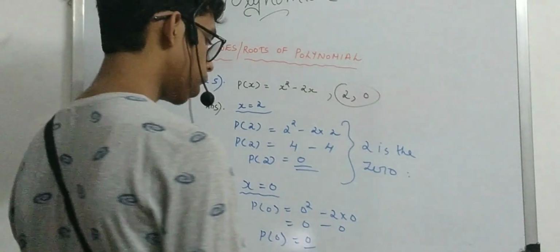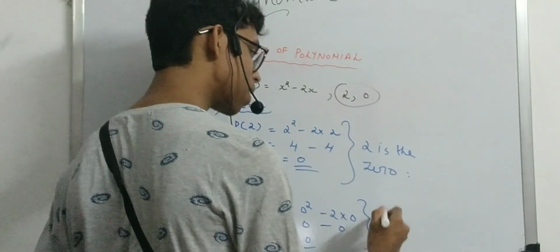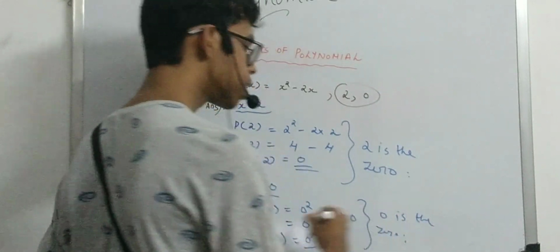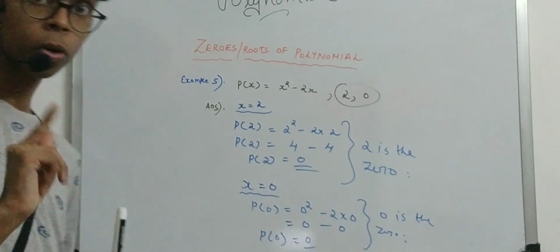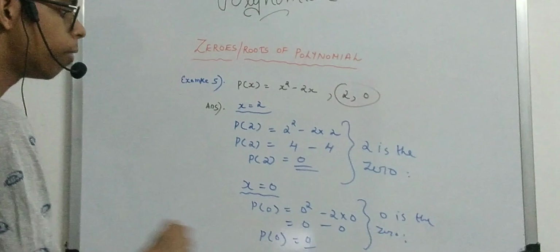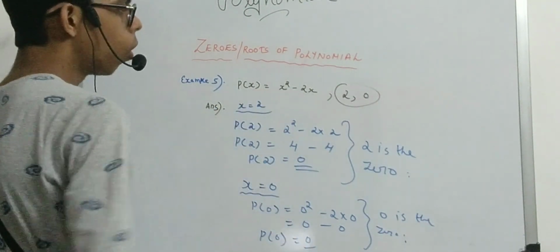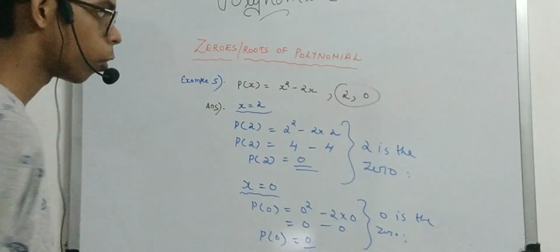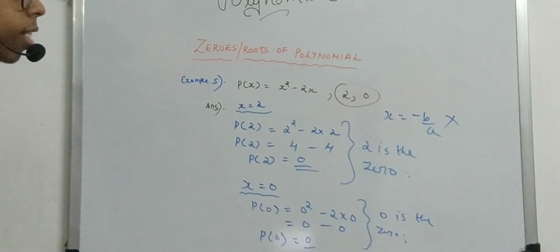So what does this mean? This means that this 0 is also the 0 of the polynomial. 0 is the root or 0 of this polynomial. Now if you see, in our previous questions, we had got only 1 zero. Why did we get 2 zeros of the polynomial here? It's because this is a quadratic polynomial. Usually a quadratic polynomial has 2 zeros. We can just substitute and verify whether the given values are the zeros of the polynomial. I hope it is clear to you.